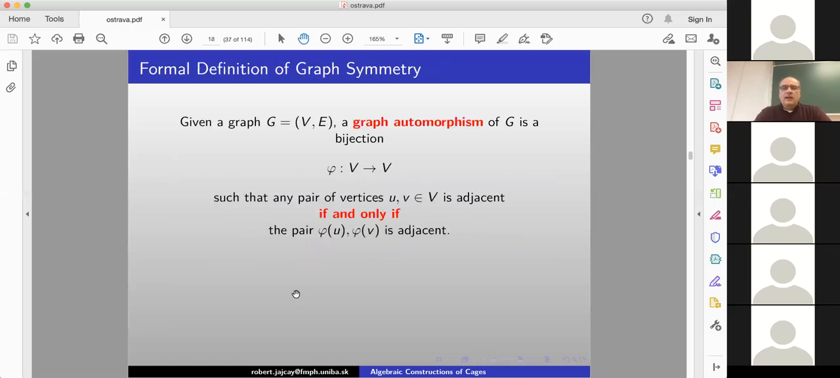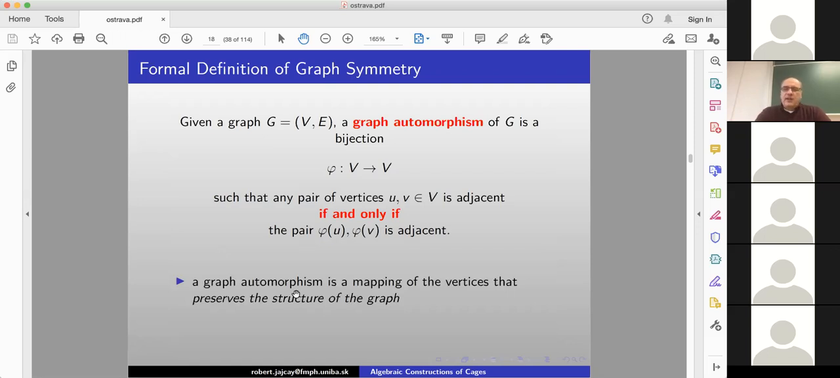So, okay, to be more precise what highly symmetric means, I will just remind you of what a graph automorphism is, because a symmetry of a graph usually is also called a graph automorphism. It's a bijection on the set of the vertices that maps edges to edges. So if U and V are adjacent, so is the image of U and the image of V under this bijection, and vice versa. So it's if and only if, really informally. A graph automorphism is a mapping of the vertices that preserves the structure of the graph, the structure being which pairs are adjacent, which are not.